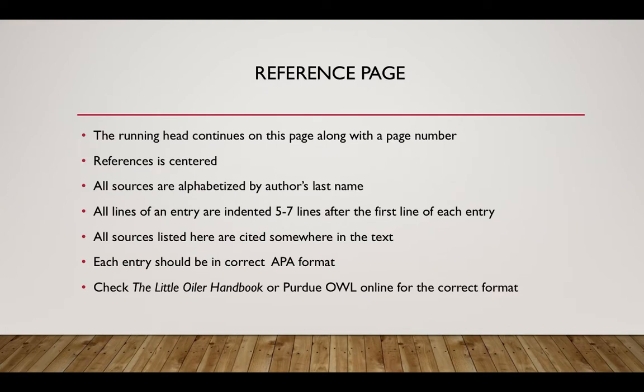On the last page will be a reference page. The running head continues on this page along with the page number. References is centered, and all sources are alphabetized by the author's last name. All lines of an entry are indented 5 to 7 spaces after the first line of each entry. All sources listed here should be cited somewhere in the text, so double check. And each entry should be in correct APA format.